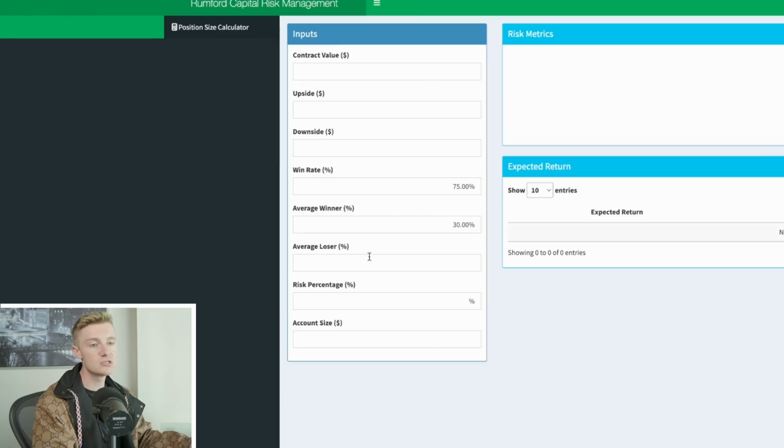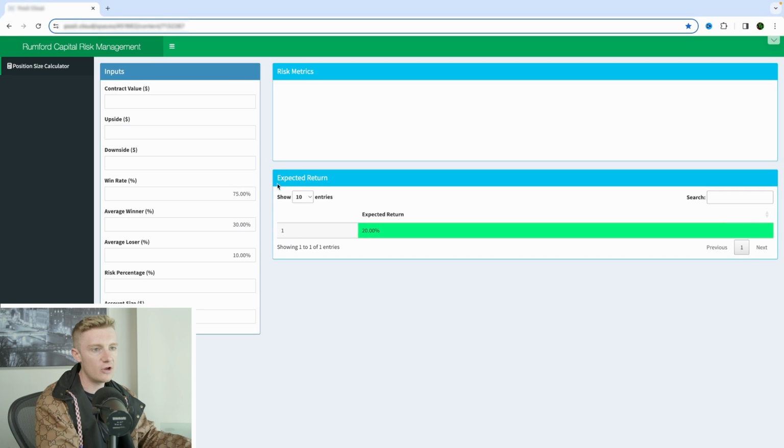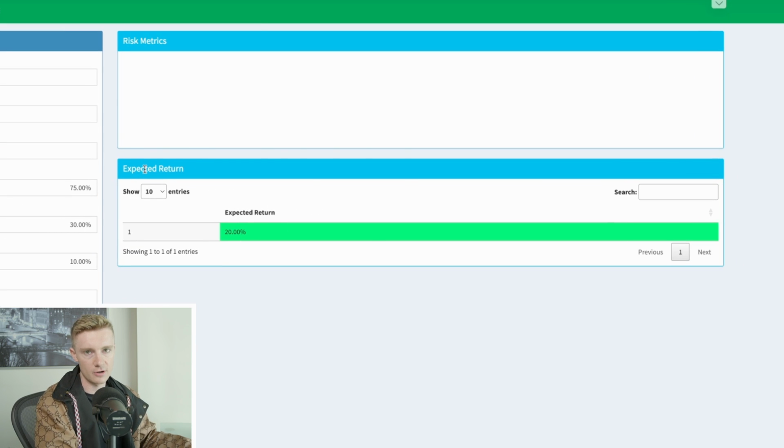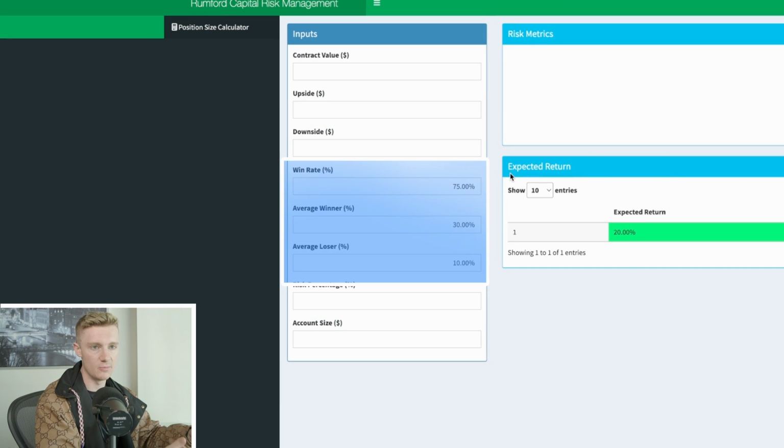So that is why we use percentages, because it actually correlates to the way you trade, the way you go about charting, running your technical or fundamental analysis, setting your stop loss, take profit. And so let's just say theoretically our average loser is 10%. Now, over here, you can see the expected return. Anything above 0% is a positive expected return. That will tell you if you are a profitable trader or not, based off of these three variables.